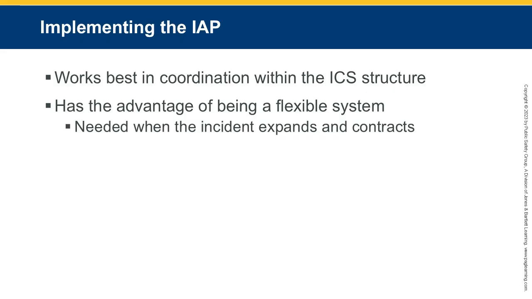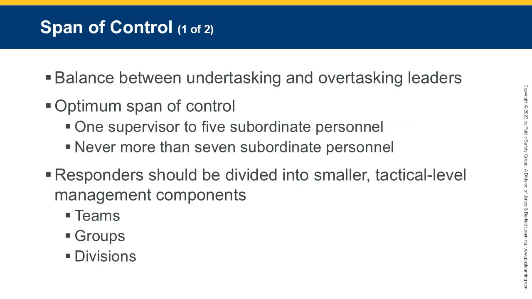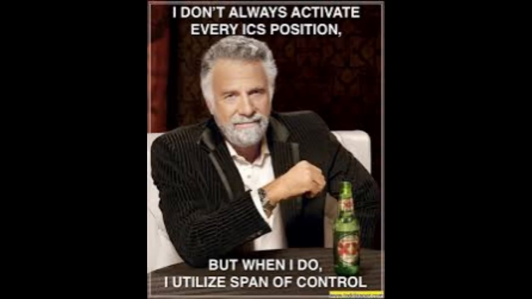Tip: treat the IAP like a living guide. It tells you what needs to happen, but it allows you to adjust as conditions on the ground change. Managing your team is about balance. Don't overtask your leaders and don't leave them idle. Optimum span of control: 1 supervisor to 3 to 5 subordinate personnel. Never more than 7, because too many direct reports can overwhelm even the best leader.